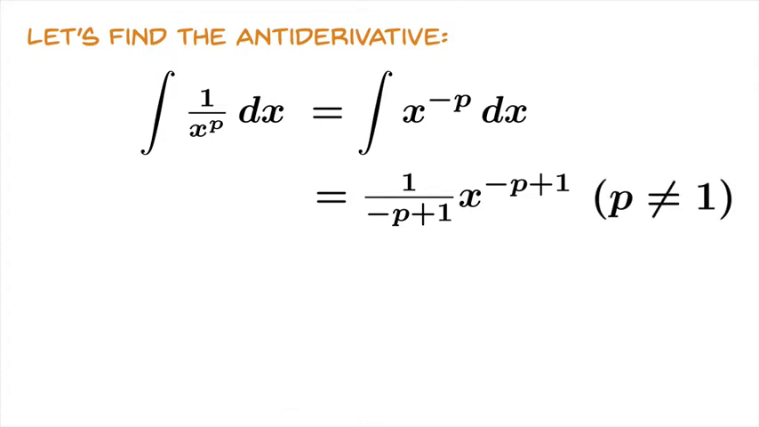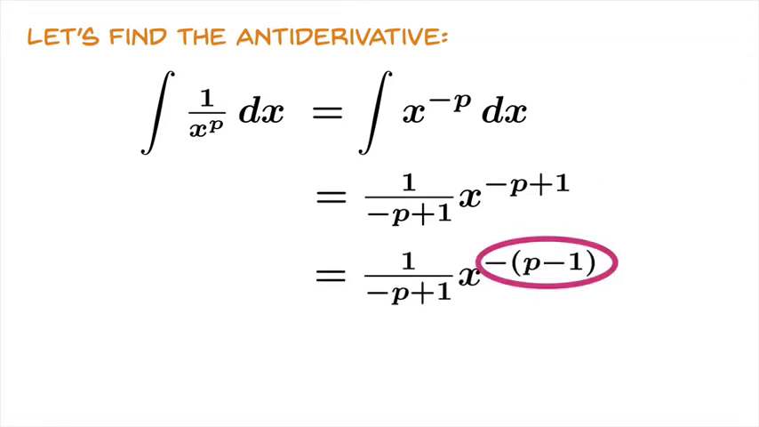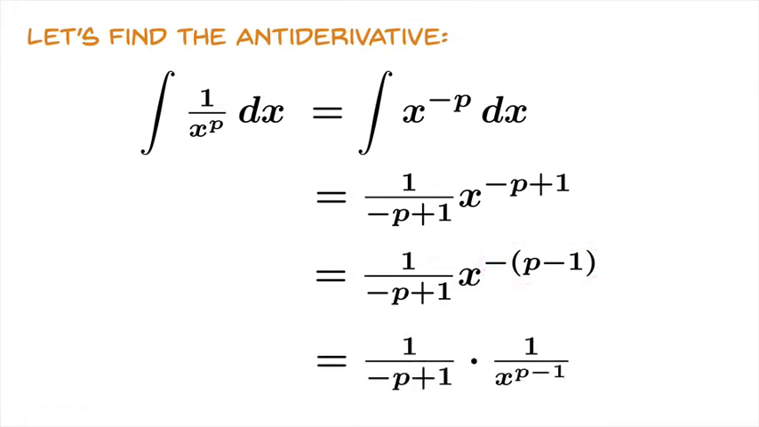So we have to exclude that case from this analysis, but we already had that case in control anyway, so that's okay. p is not equal to 1 for this analysis. All right, so we're just going to factor a minus sign out of the exponent. And then when we do that, we can reciprocate this term back into the denominator. So now we can turn that into 1 over x to the p minus 1.